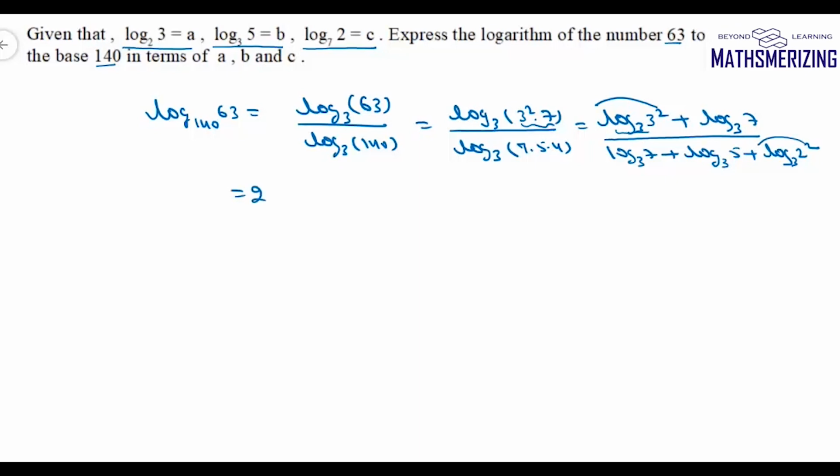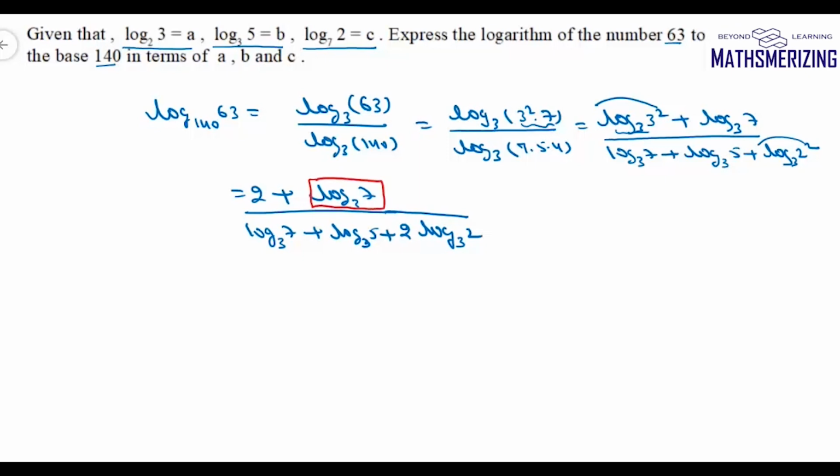So I can write it as 2 plus log 7 base 3 plus log 5 base 3 plus 2 log 2 base 3. Now we need to find log 7 base 3. Now what I know is I can write log 7 base 3 as log 7 base 2 upon log 3 base 2.